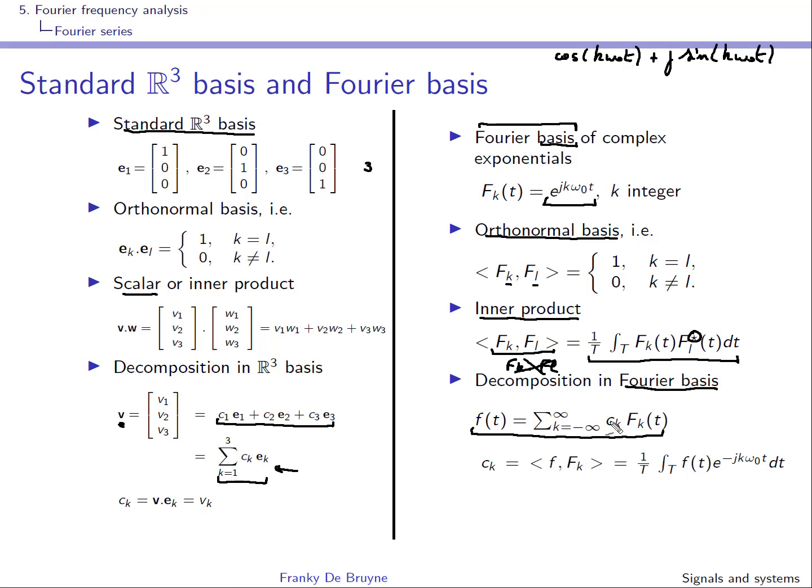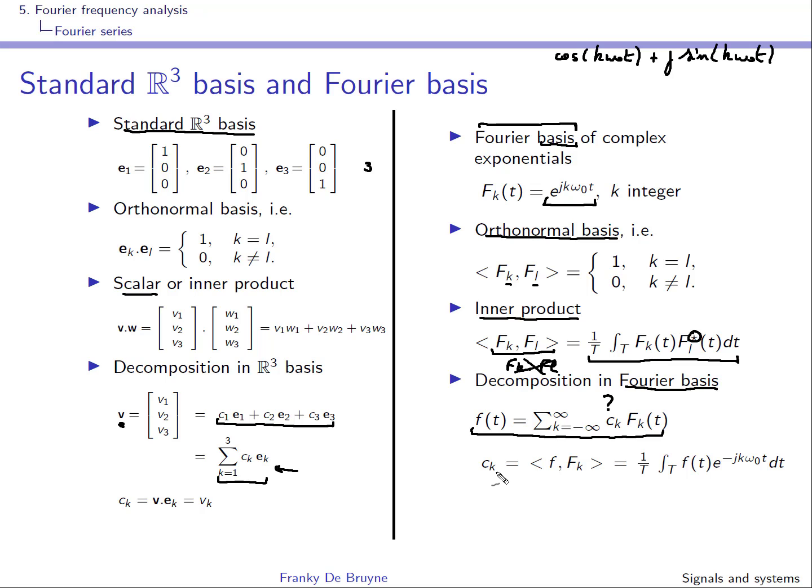And there remains the question of how to compute this ck. So let's have a look at how we did it in this decomposition of v in R cube. Well, you take the vector v and you take the scalar product with the corresponding vector in the basis. So if you want c2, you take the scalar product of v and e2. Well, this is exactly how we are going to proceed.